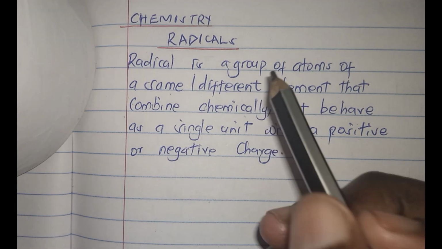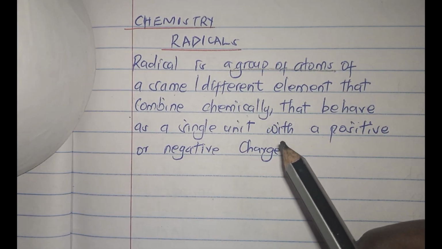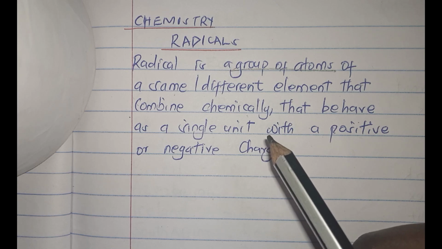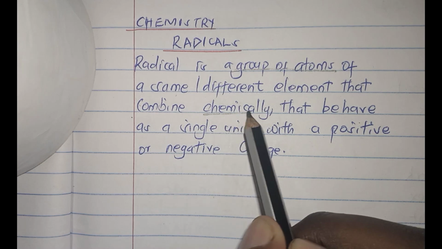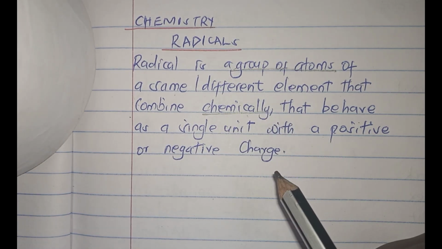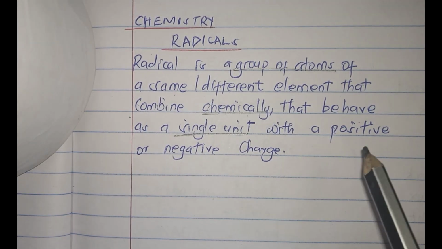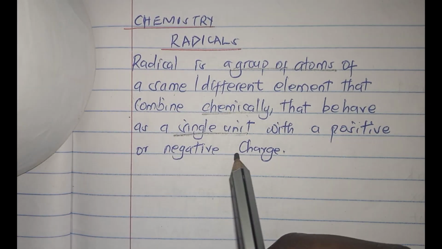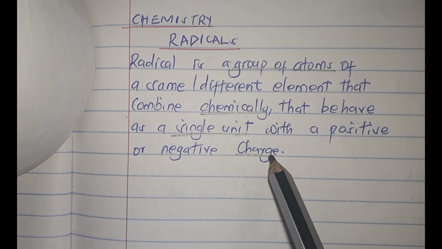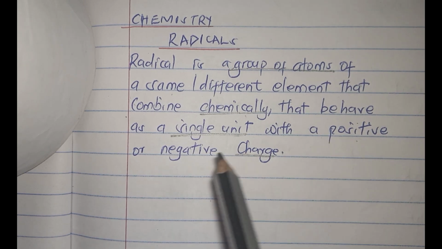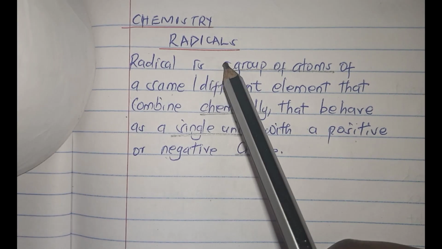So, a radical is a group of atoms of the same or different elements combining together chemically and behaving as one unit with a positive or a negative charge. For it to qualify to be a radical, it must have a charge that is either positive or negative. So that is the definition of a radical.